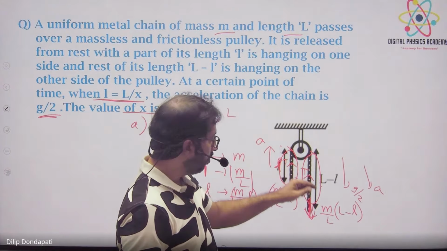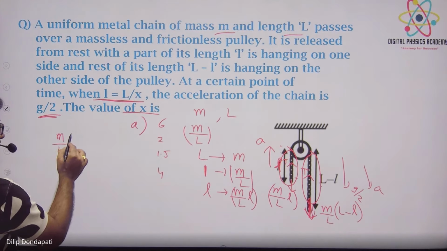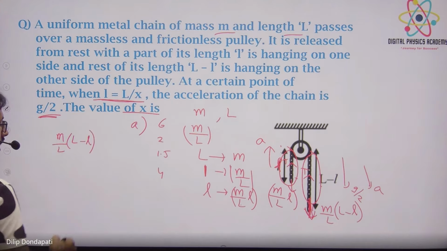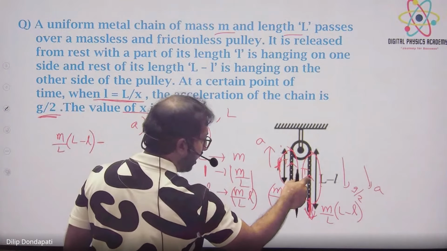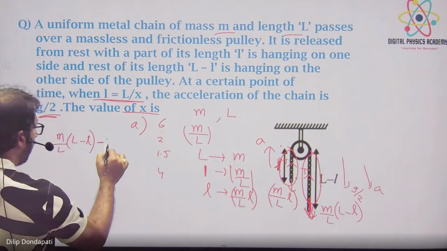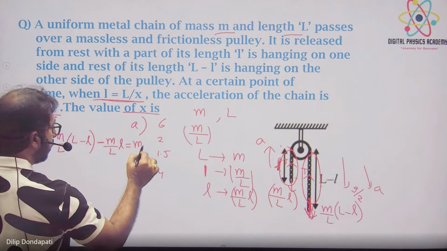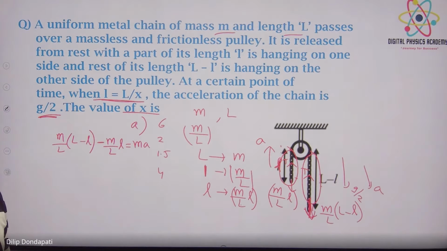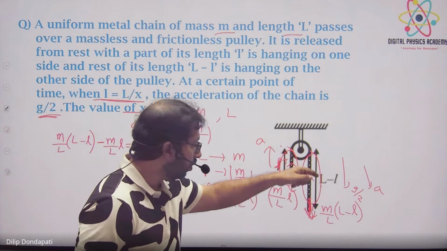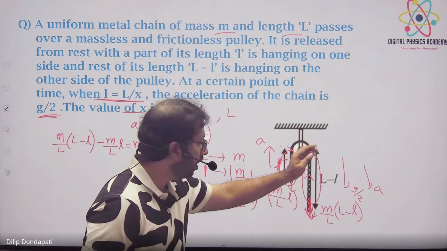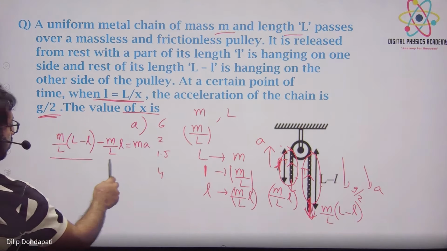The acceleration direction is downwards, right? So what is the equation? m by L times capital L minus small l, net force equal to ma. Minus the upward direction, which is tension. Tension is nothing but m by L times small l, equal to mass into acceleration. I applied this for this one. This force minus this force is equal to m into a. Clear? Understood?